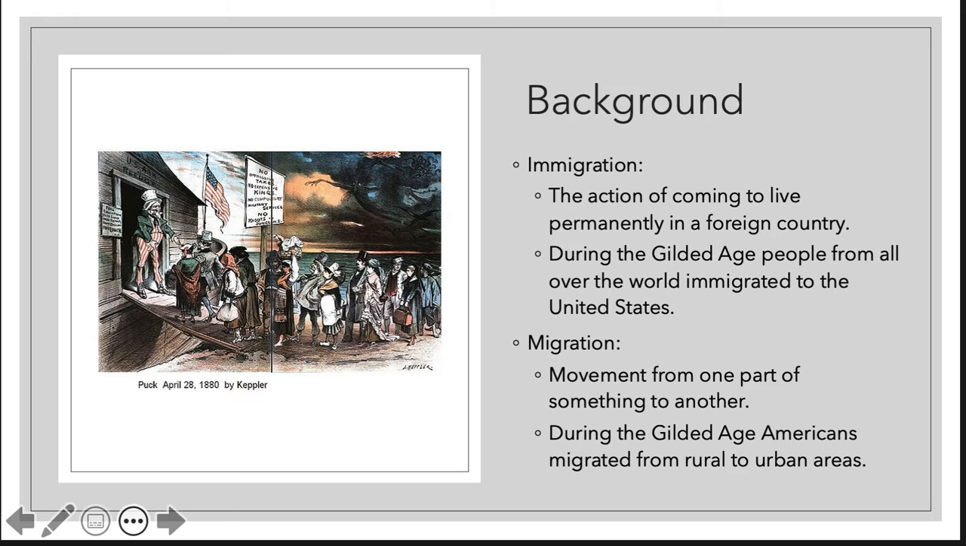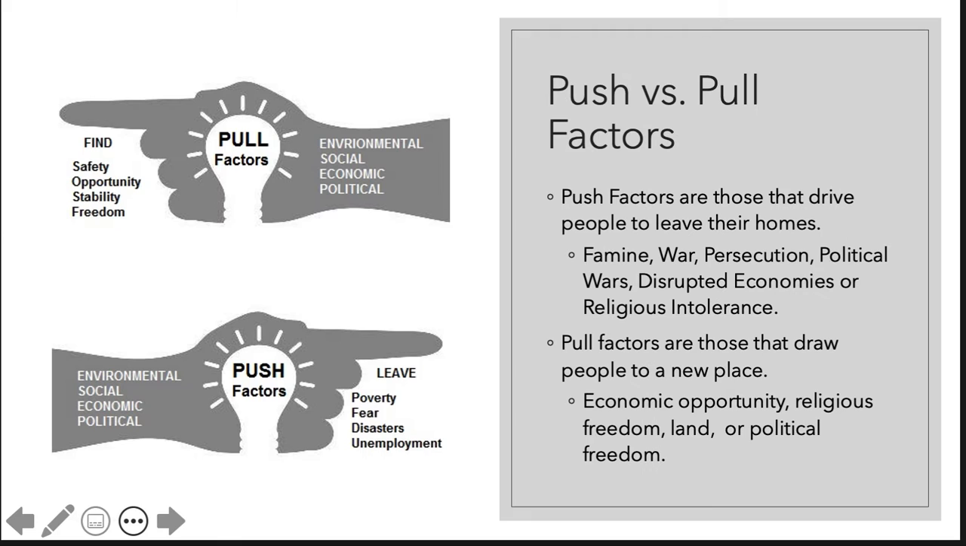And migration is going to be the movement of one part of something to another. So during the Gilded Age, we're also going to see migration of Americans from rural to urban areas. Remember that urbanization that we talked about earlier.